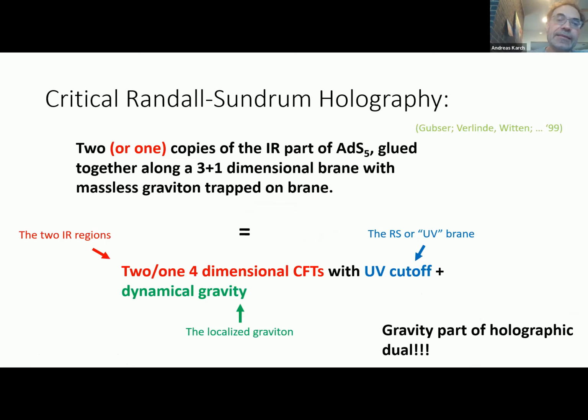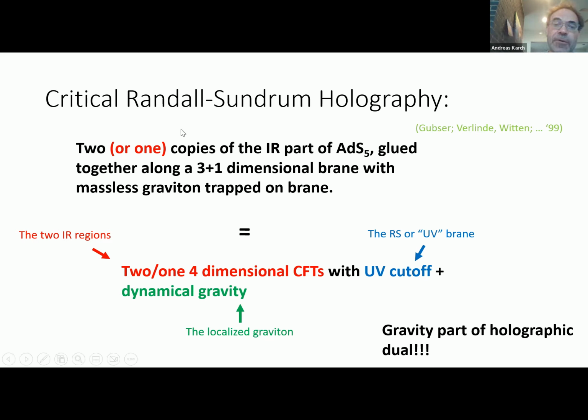This gives an interesting idea of how holography should work in this context, and this is what I want to spend most of my time talking about. From the bulk point of view, what you have is either two copies in the full setting, or one in this orbifolded setting, which I want to talk about mostly today: one copy of the infrared part of AdS5. On top of this, you have this trapped graviton on this (d+1)-dimensional brane.